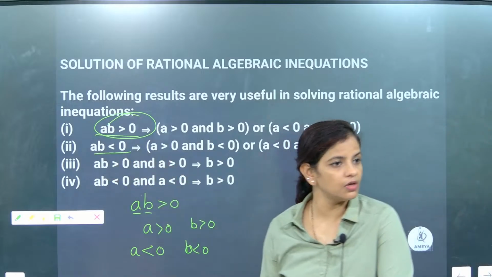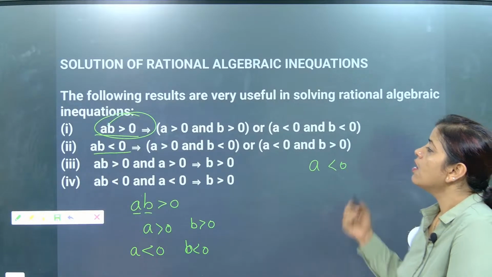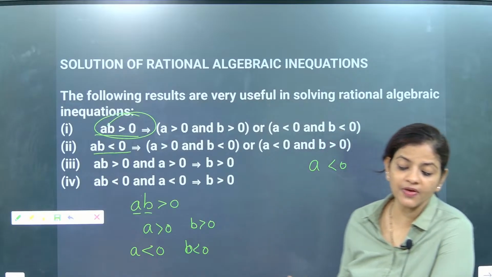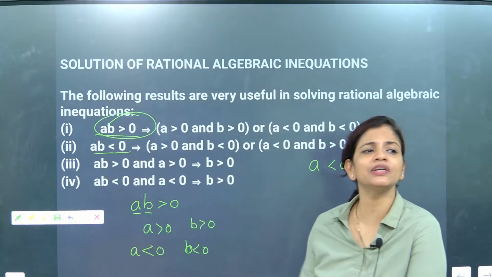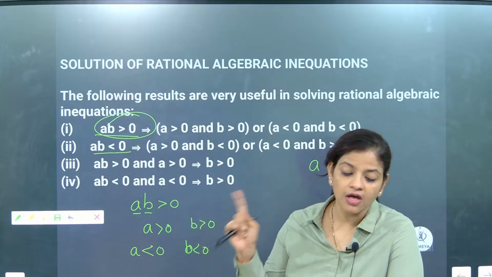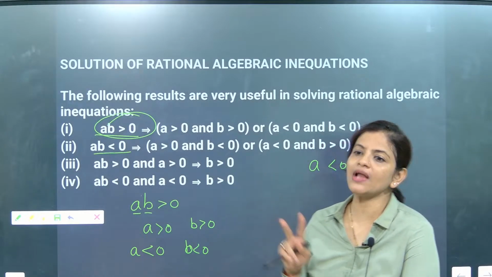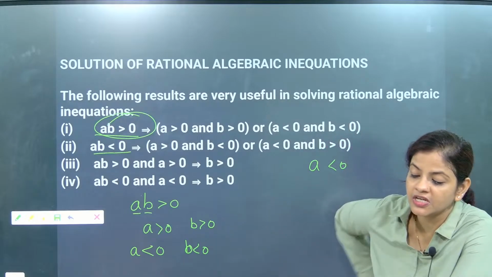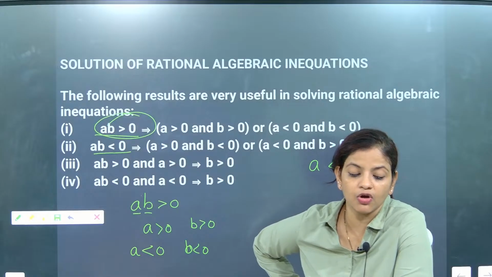AB less than 0. When AB is less than 0, it means either A will be less than 0 or B will be less than 0. Understood? Both of them will not be less than 0. Either A will be less than 0, then B has to be greater than 0. Means A negative, B positive, and A positive, B negative. Understood? So one has to be positive and the other will be negative.